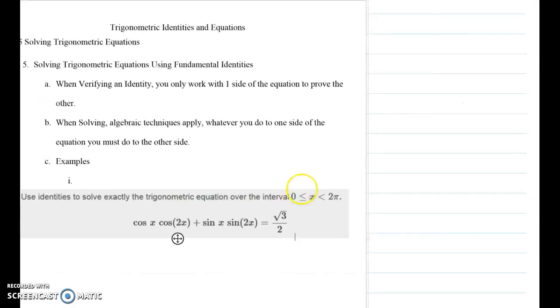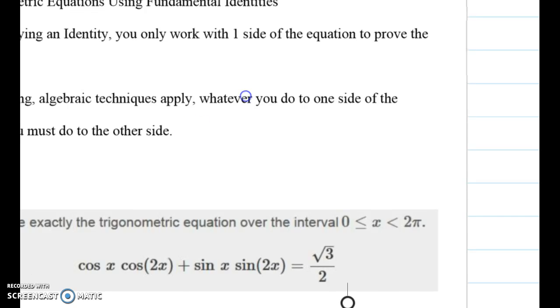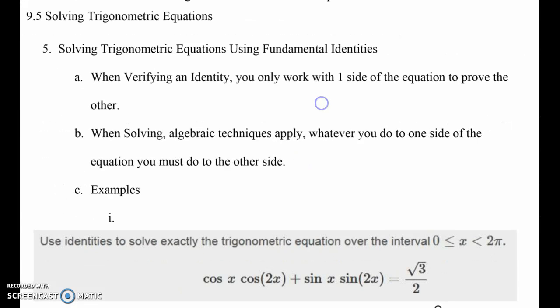Moving on to part 5. Solving trig equations using fundamental identities. So we can't forget all the work that we've done through all of chapter 9, picking up all these identities. So when we're verifying an identity, you remember that you only work with one side of the equation to prove the other. And when you're solving, algebraic techniques apply. Whatever you do to one side of the equation, you must do to the other. So just kind of keep those 2 things in mind.